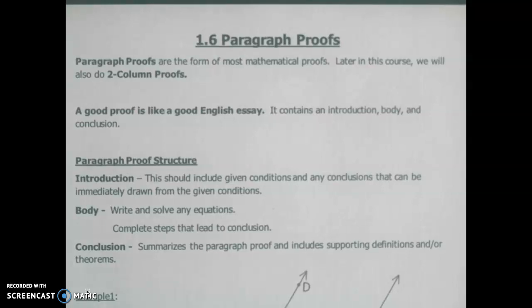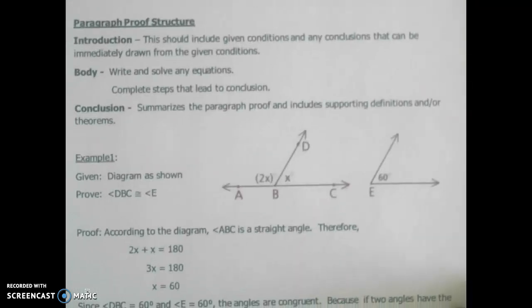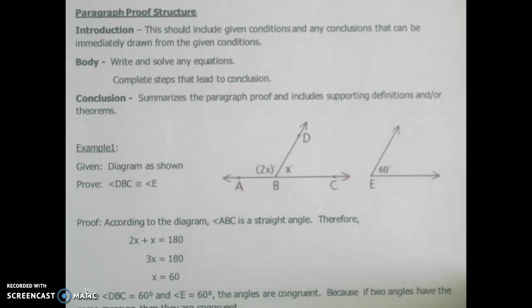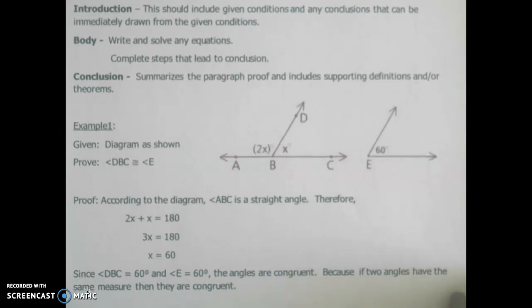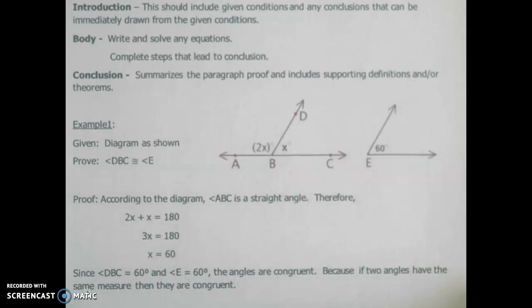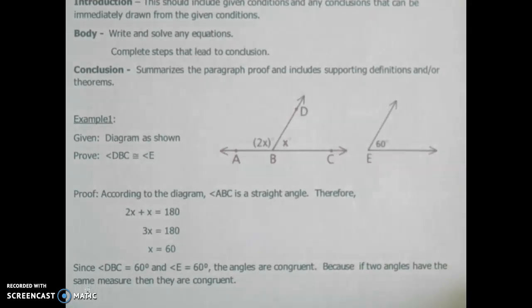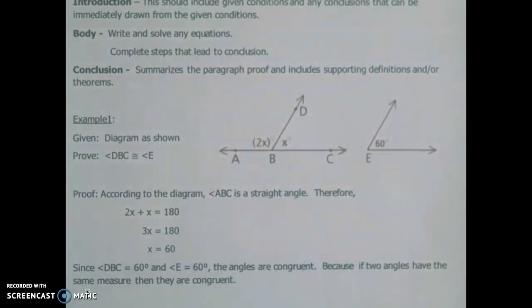So let's look at this example here. So in example 1, we're given this diagram, and we're asked to prove that angle DBC is congruent to angle E. And now remember, congruent angles have the same measure. So what we need to prove here is that angle DBC and angle E have the same measure.